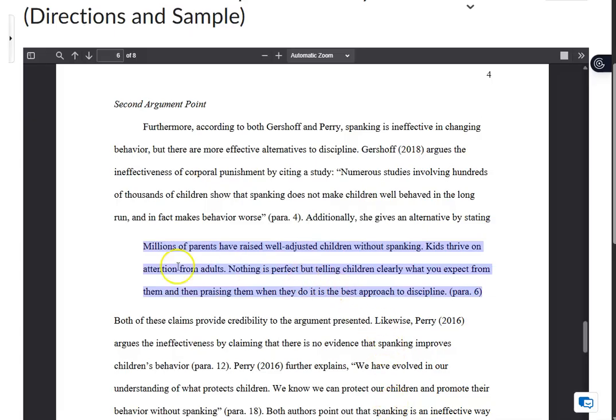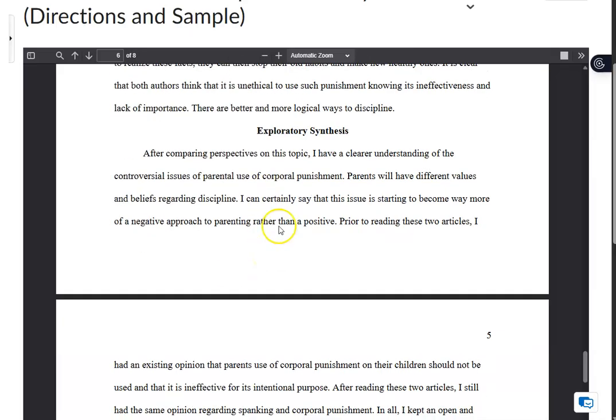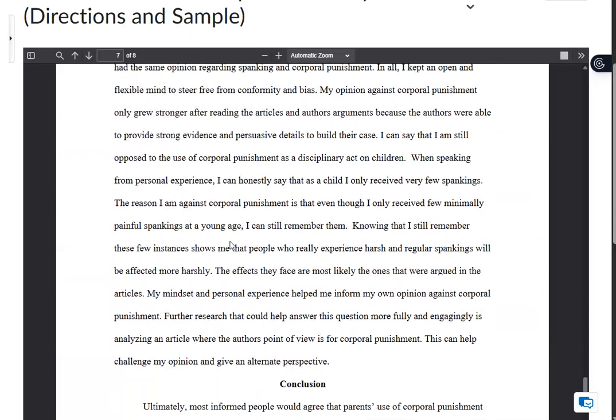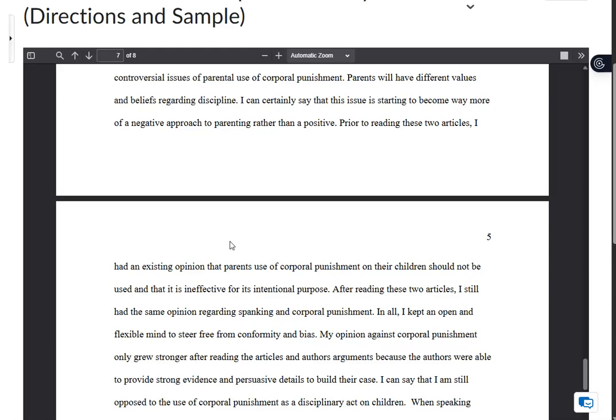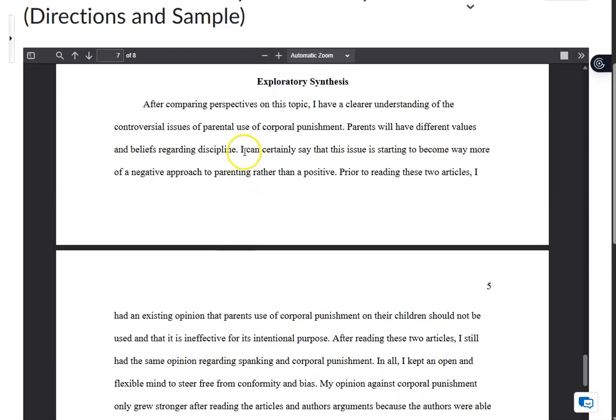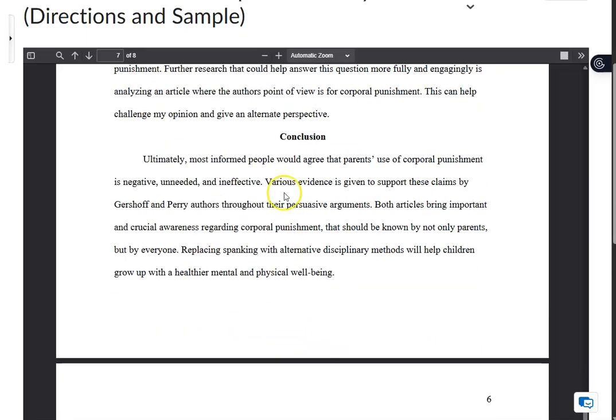A quote of 40 or more words must be formatted such as this, okay? And then we have our exploratory synthesis. Please note that this, look at that. It's beautiful. It's almost a full page long. You can say I. That's fine, okay? Then we have a very short conclusion.